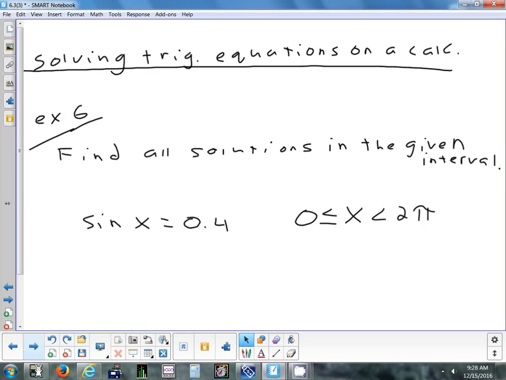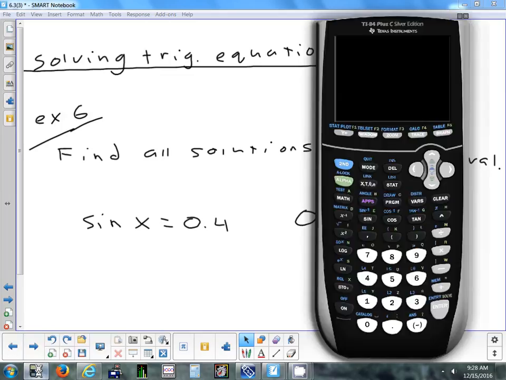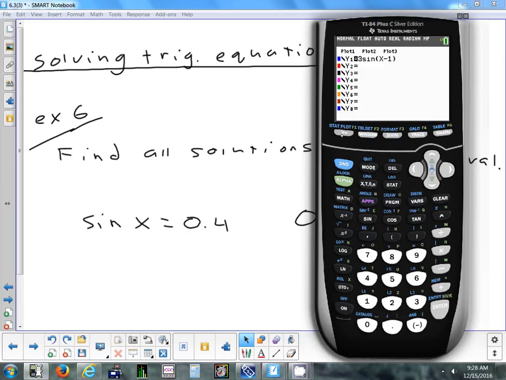Yeah? Could you do the sine of x in y1, and then y equals 0.4 in the other one, and then figure out where they intersect? Yeah. If you want to know where two things are equal, graphically that just means where do they cross. So put sine of x in y1, put 0.4 in y2.